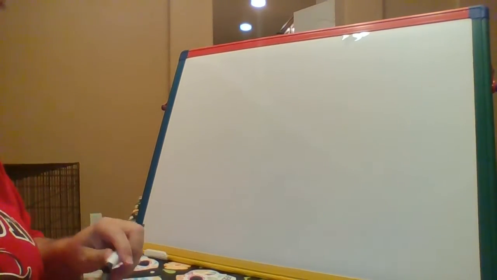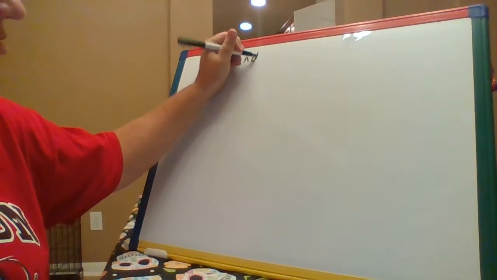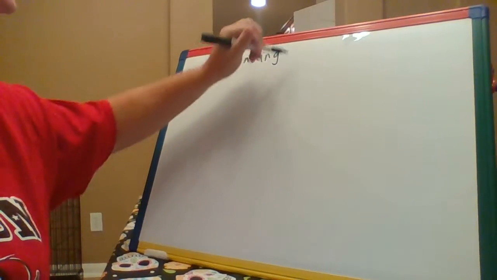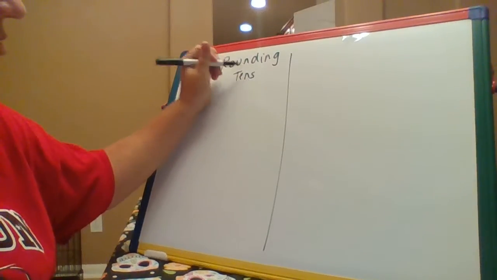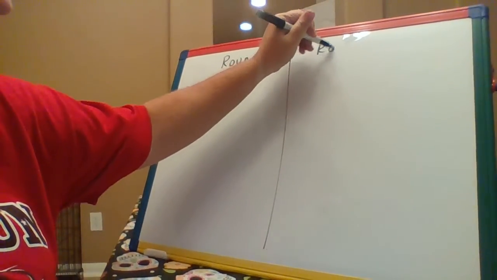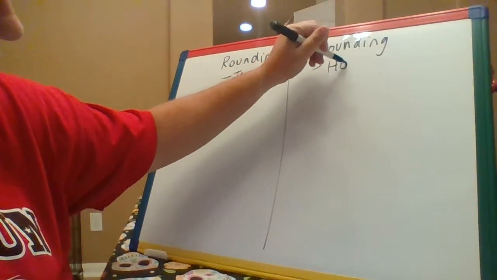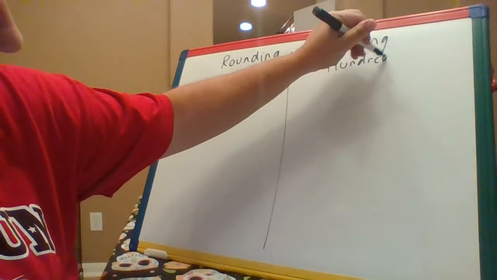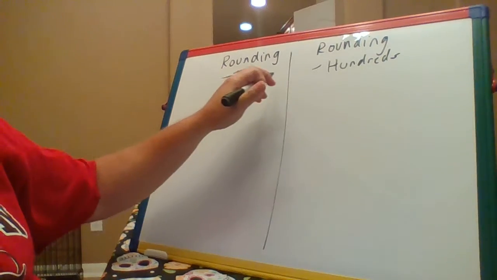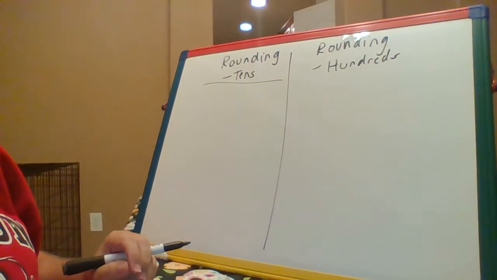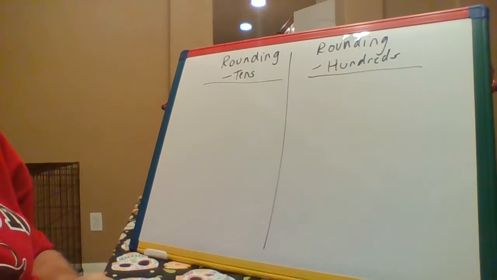All right, the next thing we're going to go over is rounding. And we're going to start with rounding, and we're going to do it a couple ways. So we're going to round to the nearest tens. And we're going to do rounding with the nearest hundreds. So the process on both of these is the same. The only difference is the place that we're looking at. So if we're rounding to the nearest tens, we're looking at the tens place. If we're rounding to the nearest hundreds, we're looking at the hundreds place.